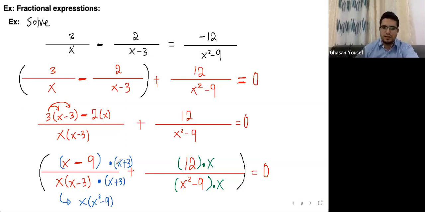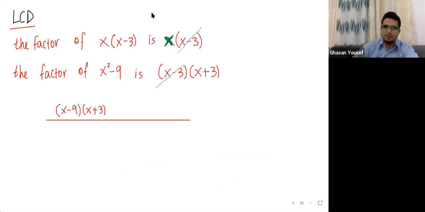So (x minus 9) times (x plus 3), plus 12 times x, and the denominator is x times (x squared minus 9). This is equal to what? 0.